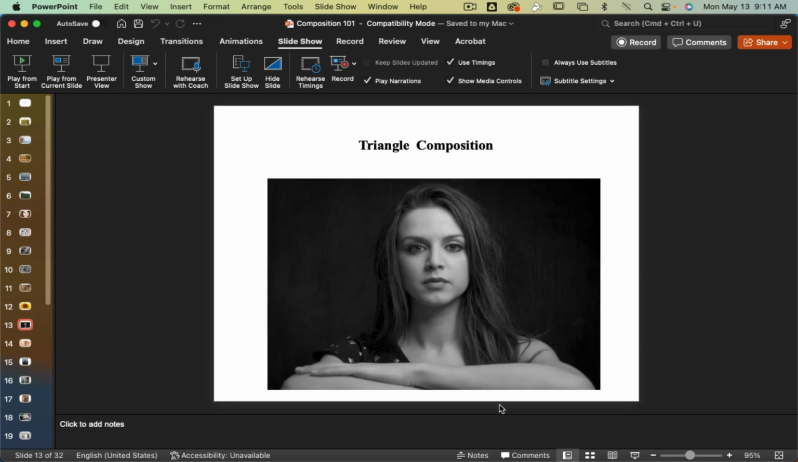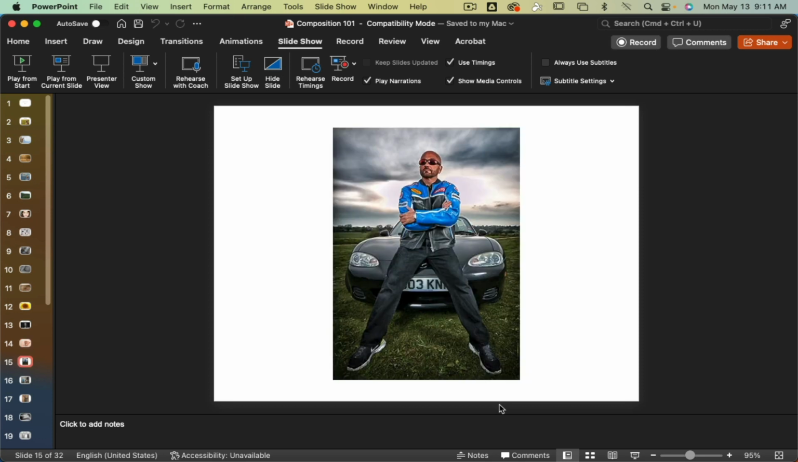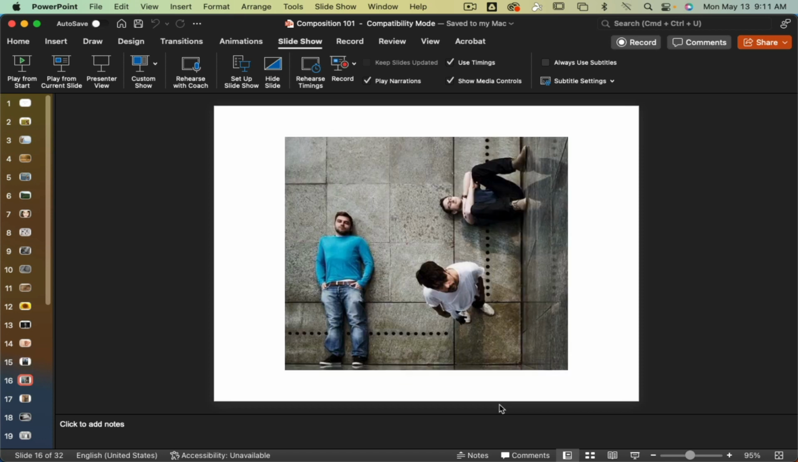Triangle composition. You don't literally have to draw out a triangle. Just make sure that your figure or whatever it is makes kind of the shape, maybe with the silhouette of the person. It's an invisible triangle, right? So you're not actually drawing on the picture, but your composition itself should reflect it in some way.